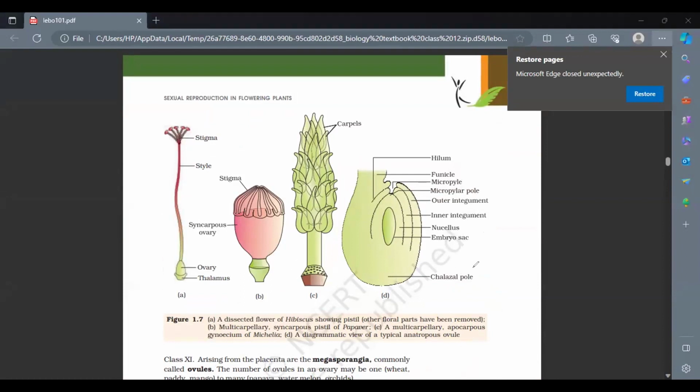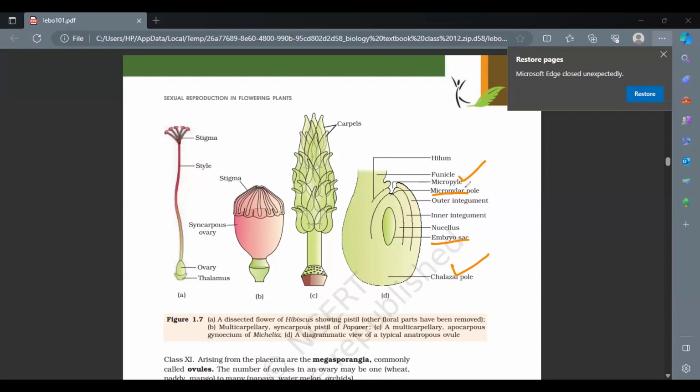There are two polarities of the ovule. One is the chalazal pole, another one is the micropyle region. So I will identify the chalazal and the micropyle region. Chalazal is the end below which the embryo sac is located. And what is a micropyle? The region where the integuments are meeting each other. It's an opening, a small structure. We'll learn later that the pollen tube enters from this region. So this particular pole is known as the micropylar pole.